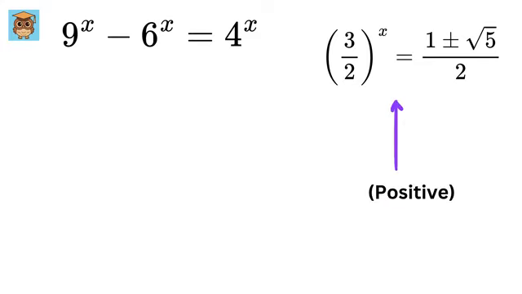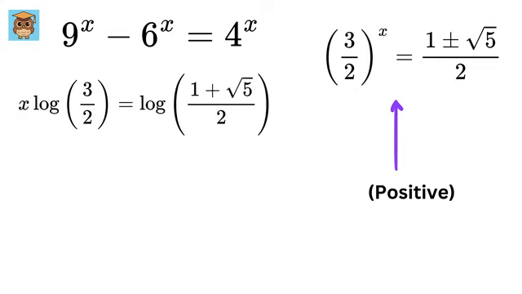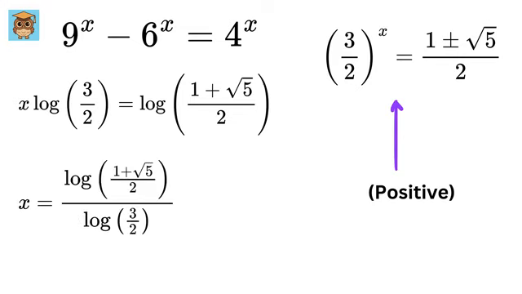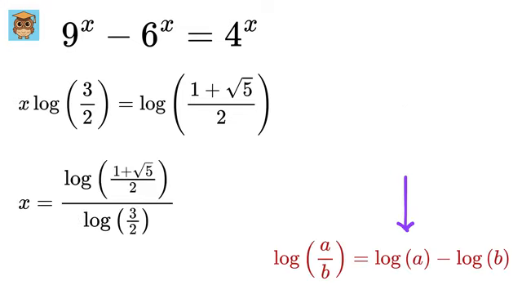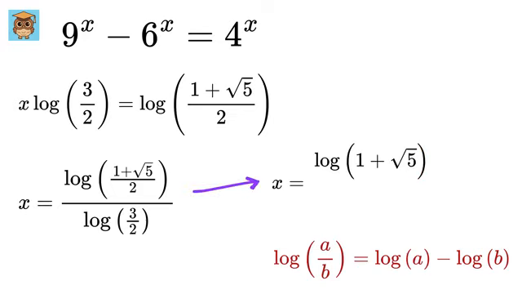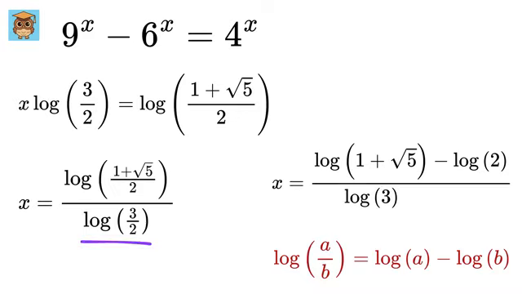Great! Now consider this equation. Again, take log on both sides to get x times log 3 by 2 equals log of this. So x equals this over this. Now using this property of log, it will become log of 1 plus root 5 minus log 2. And this will be log of 3 minus log of 2.